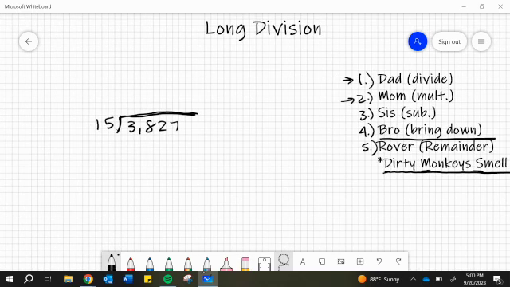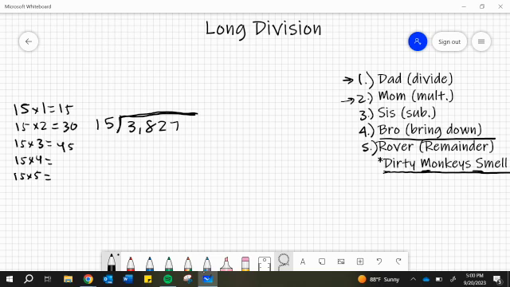Now, 15, I kind of selected an easy number. You are going to have to come off to the side and figure out 15 times 1, maybe 15 times 2, 15 times 3, right? 15 times 4, 15 times 5. You might have to do that on your divisors. 15 times 1 is 15. I have here is 30, 45. I have 60, and then 75.